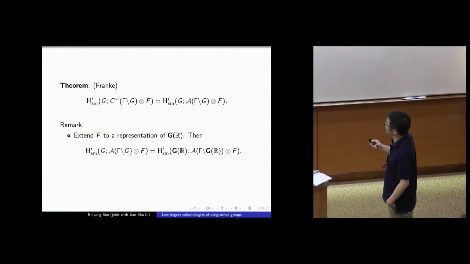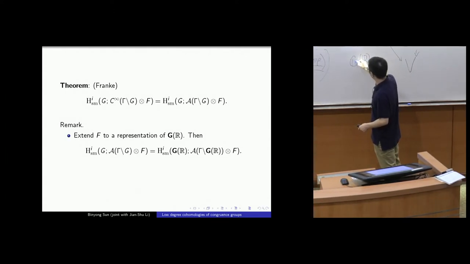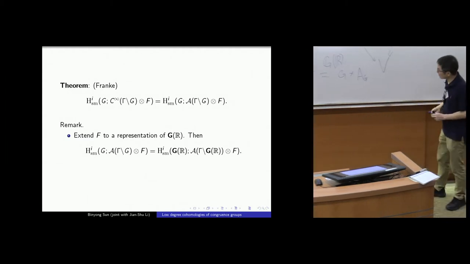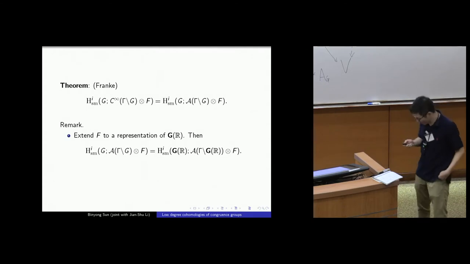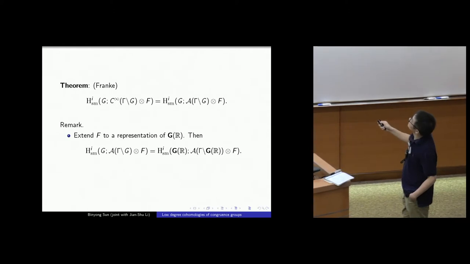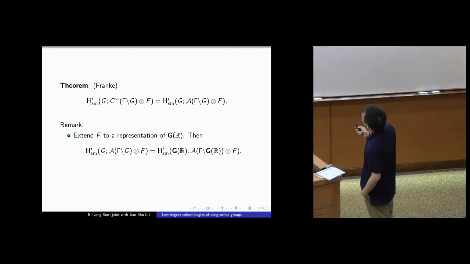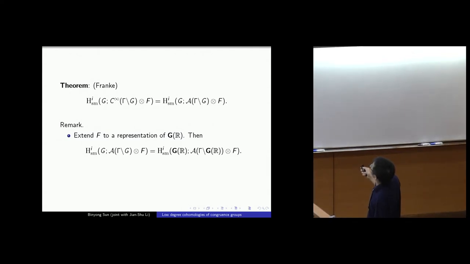This remark is kind of trivial. Okay? We extend F to a representation of G_R. The difference between G_R and G is just a vector group. I write G_R equals G times some vector group, which we denote by A_G. So there is no big difference between G_R and G. And we arbitrarily extend F to a representation of this group. So it means we fix an arbitrary character of A_G. Then this smooth cohomology space and this smooth cohomology space are the same. So we can just consider this cohomology space. So this equals the cohomology group of this Gamma.